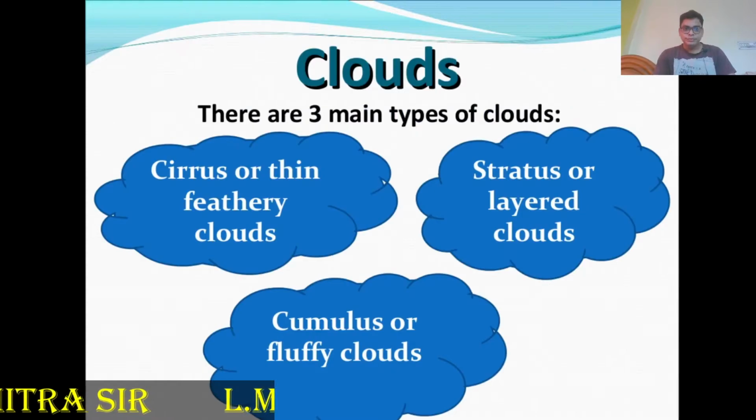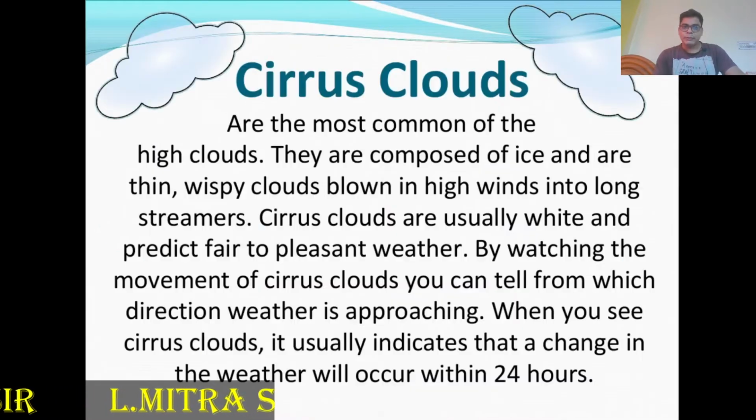Then come to the types of clouds. There are three main types of clouds, perhaps you know. First is the cirrus, the thin feathery clouds. Second is the stratus, the layered clouds, and third is the cumulonimbus or cumulus, the fluffy clouds. So these are the three main types of clouds.